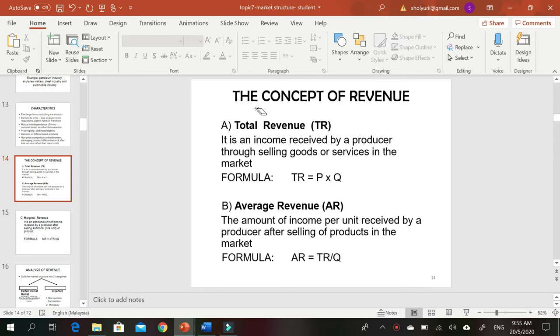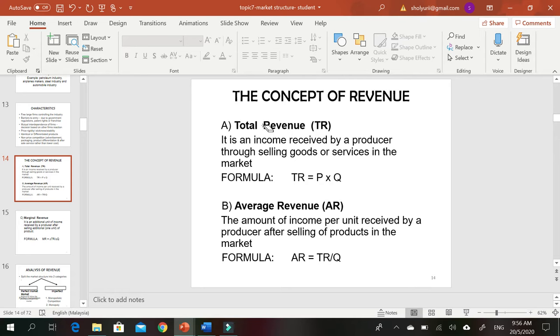Revenue and profit are two different things. Revenue is hasil, profit adalah untung. Okay, what is the difference between hasil and untung? Revenue in Malay is untung kasar. Profit is untung bersih. So you must find revenue first before you can find profit. To find profit, after you have found your revenue, you must minus cost. Hasil tolak cost, then you can know how much profit you gain.